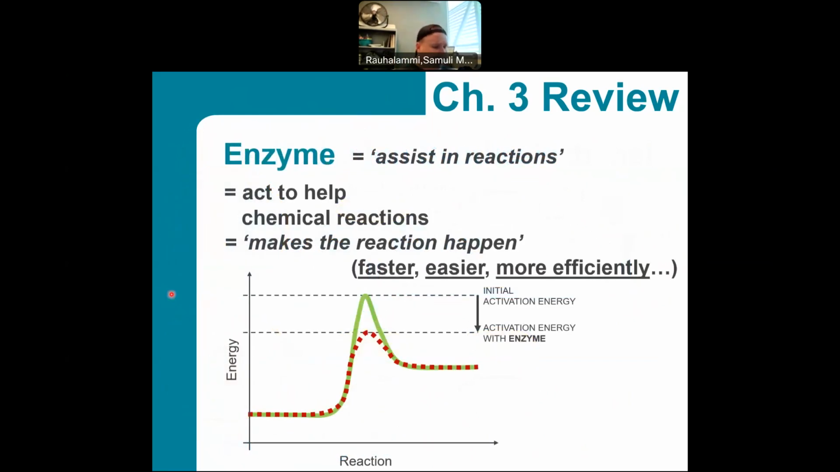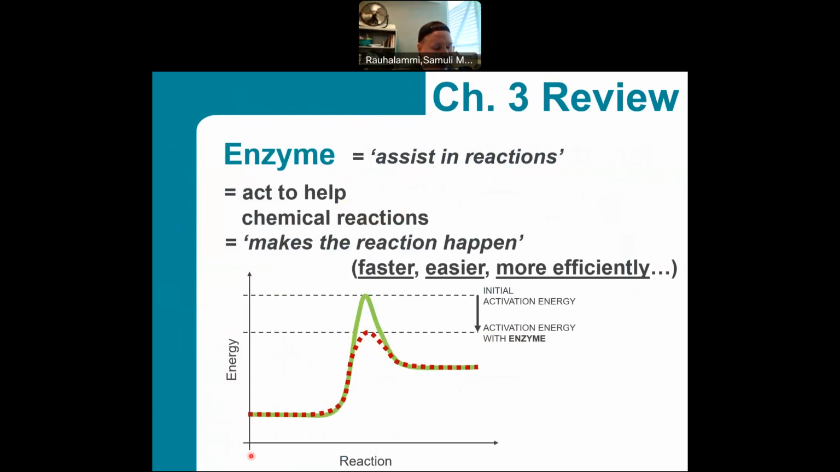Let's talk about enzymes a little bit. So we could have various different kinds of chemical reactions, as we saw earlier on. And chemical reactions would happen anyways. But by adding an enzyme into a chemical reaction, we're assisting that chemical reaction to happen. How this enzyme assists chemical reactions can happen in numerous different ways.